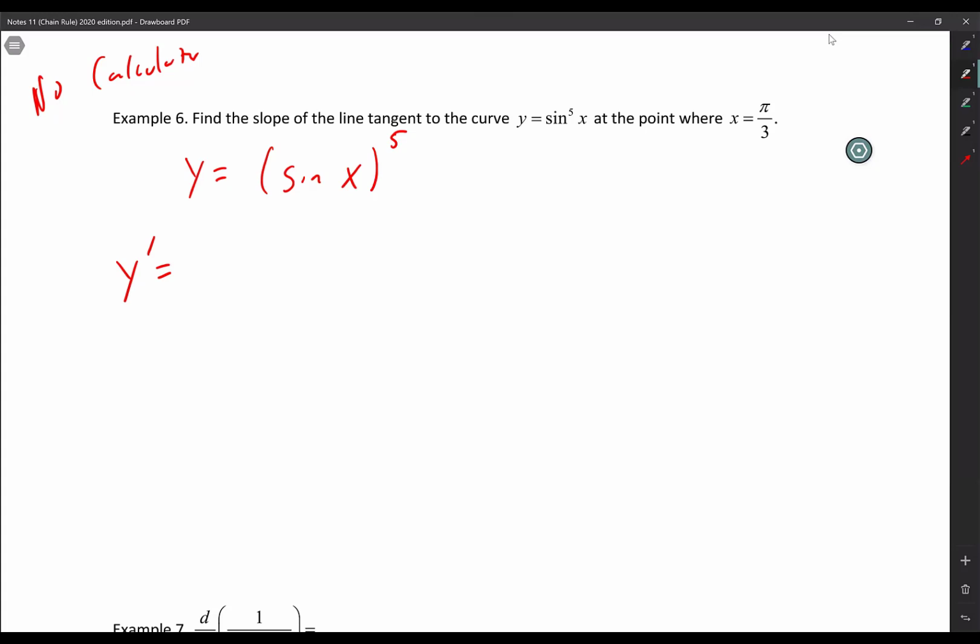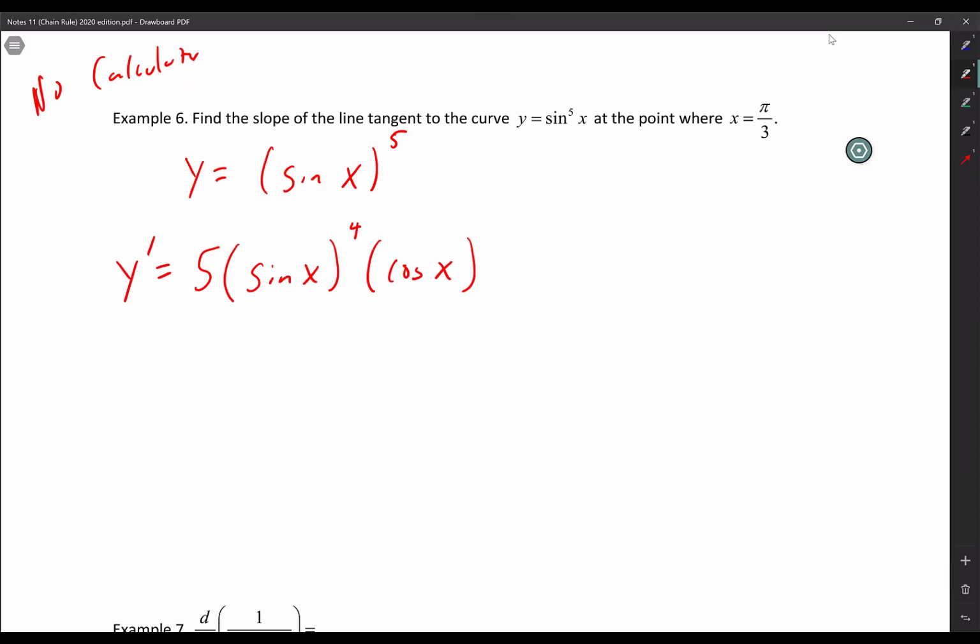What do I do with the 5? Bring it down. Leave the inside alone, sine x, to what power? Fourth. Am I done? No, times the derivative of the inside. What's the derivative of sine x? Cosine x. If you understood that, you understand the chain rule. Derivative of the outside, leave the inside alone, times derivative of the inside.